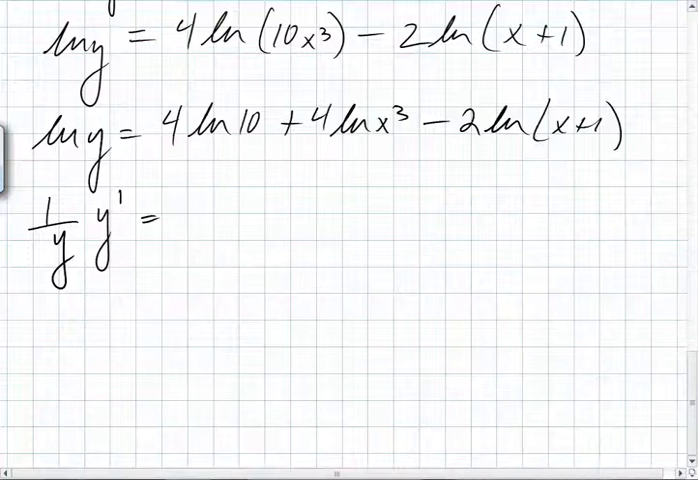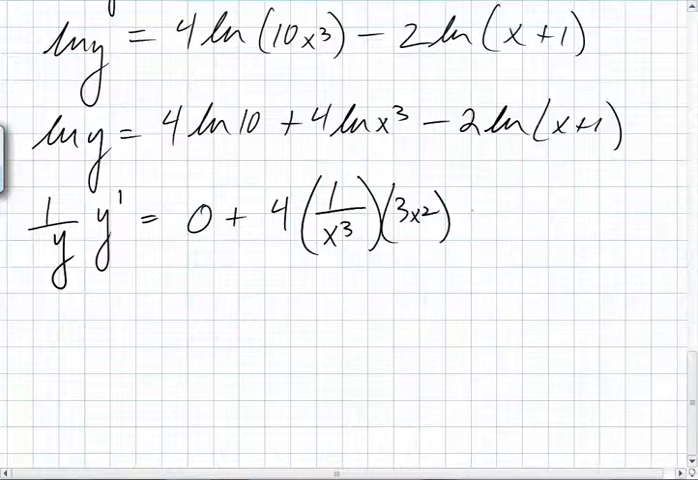What happens to that 4 ln 10? 4 ln 10 is a what? It's a constant. So what is the derivative of it? 0 plus what? 4 times what? 1 over x cubed times minus 2 over what? X plus 1. Some stuff collapses.